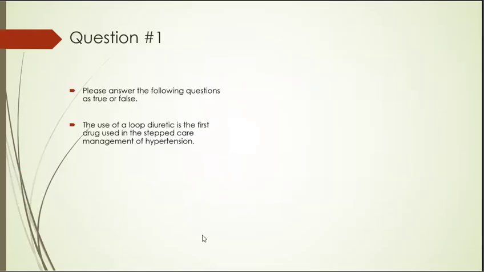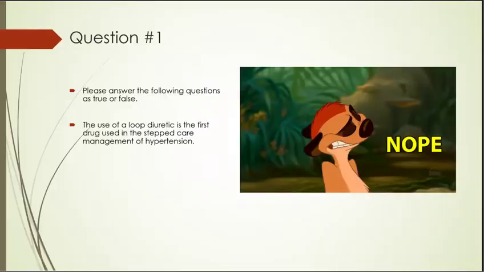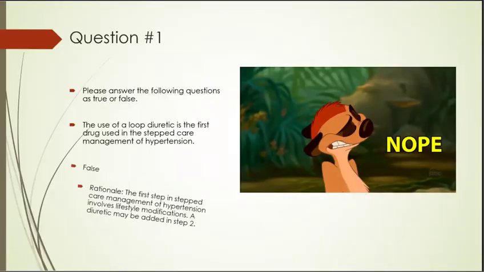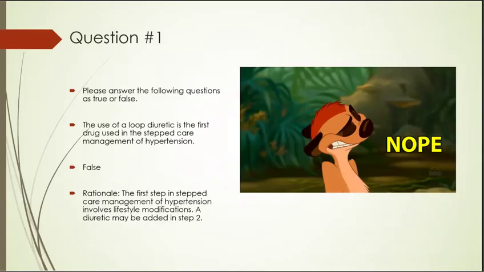Question 1. Please answer the following questions as true or false. The use of loop diuretics is the first drug used in the step care management of hypertension. Yeah, no. The first step in step care management of hypertension involves lifestyle modifications. A diuretic may be added in step 2.